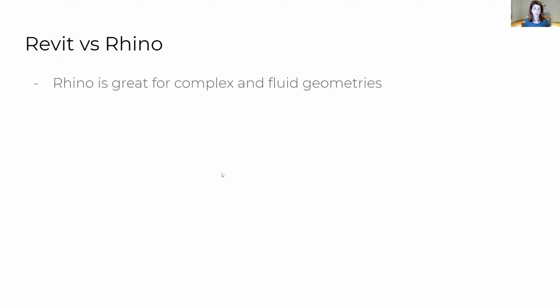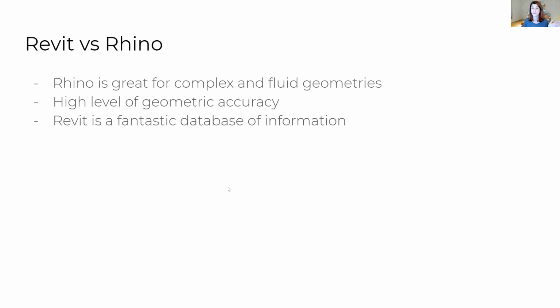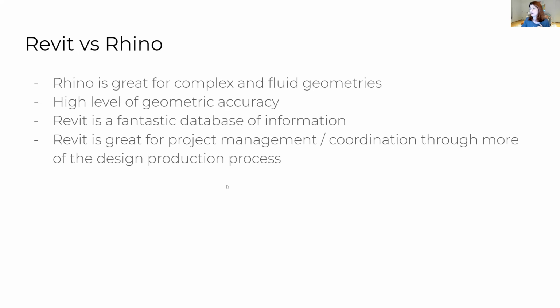So Rhino is really great for, it used to be called NURBS modeling. I don't know if it still is, but complex fluid geometries, right? There is a high level of geometric accuracy, right? So if you want things to look a specific way, it's very easy to get them to look that specific way in Rhino. Whereas Revit is more of a database of information.